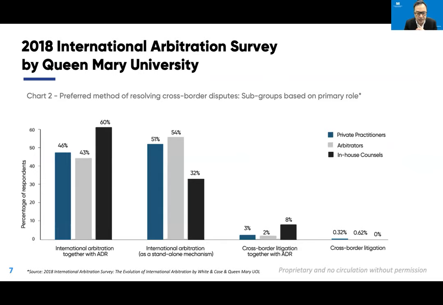This is a Queen Mary study, which I thought was good to share with all of you. You can see the in-house counsel, which is really the parties being represented. They have an overwhelming preference for mediation together with international arbitration. It's twice the number of preferred method of resolution compared to just international arbitration alone. So this gives you an idea as to why parties really prefer mediation as being part of the process, because of all the benefits that I've set out above.